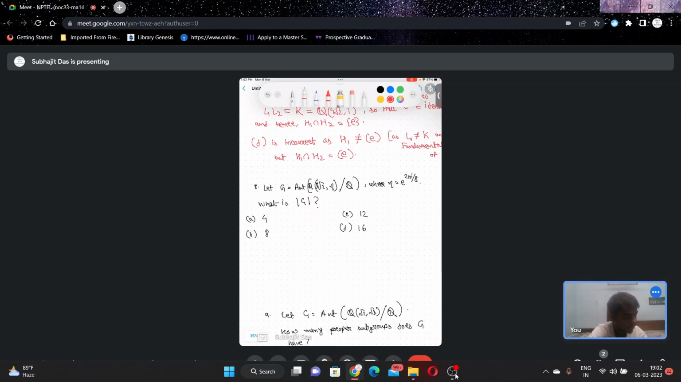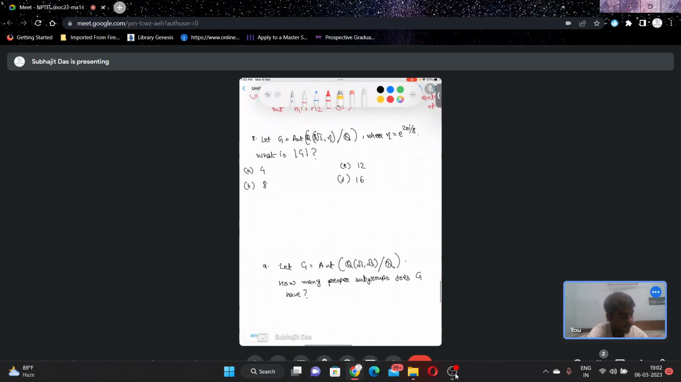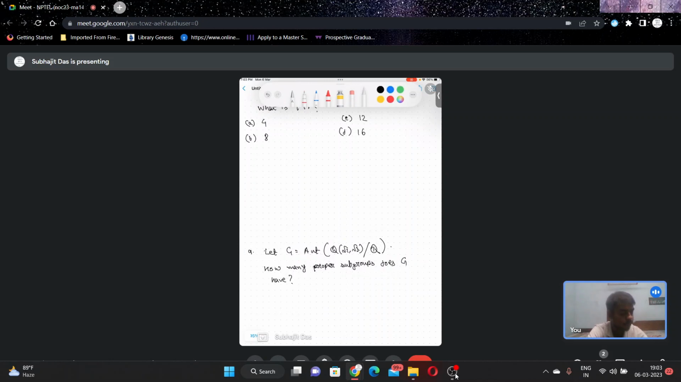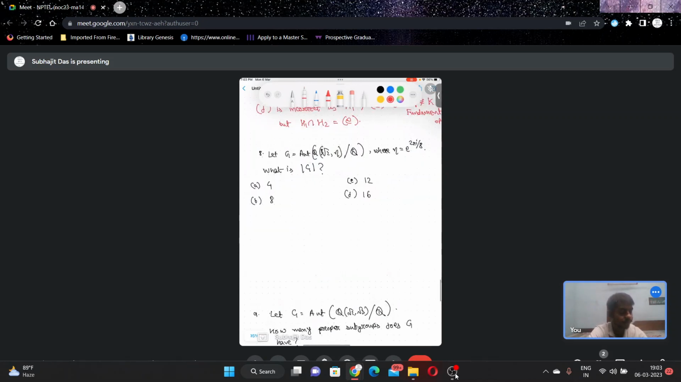So let us look at the next problem, which is problem 8. So maybe this much space would do here. So we are taking G to be the automorphism group of Q adjoined with the 8th root of 2 and eta over Q, where eta is e to the power 2 pi I by 8. We need to figure out what is the cardinality of this automorphism group.